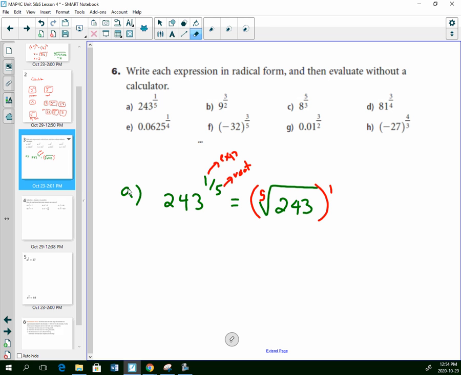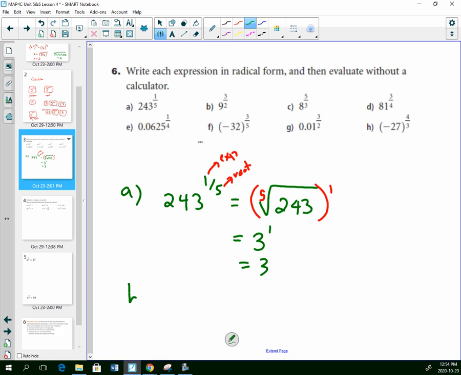Maybe you know that, maybe you don't. Maybe you could do it in your head, maybe you can't. So you could just type it into the calculator, and you will see that it equals 3, and 3 to the power 1 is 3. Okay, and the fifth root of 243 is 3, because 243 is five 3's, right? 3 times 3 times 3 times 3 times 3.